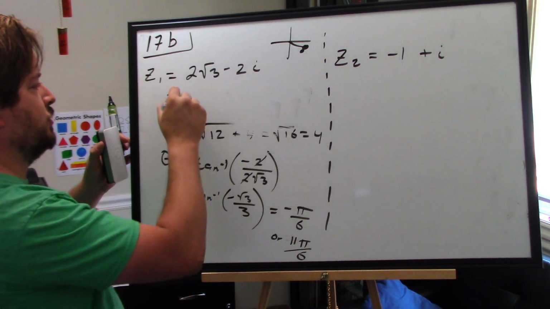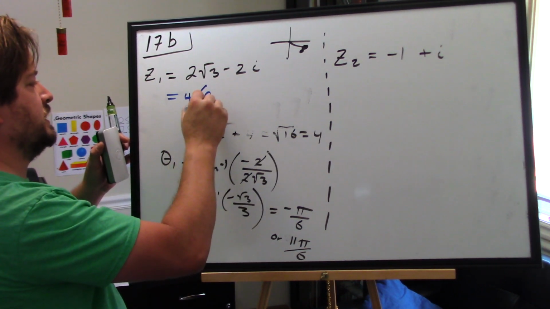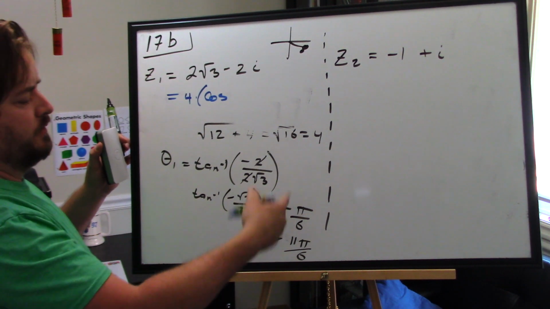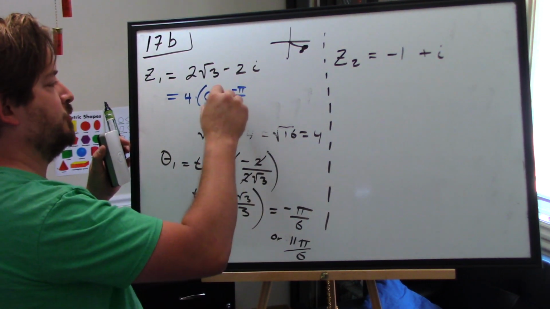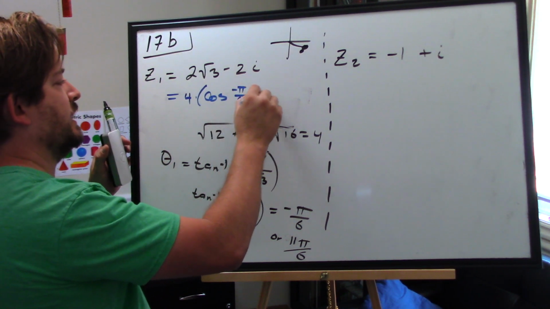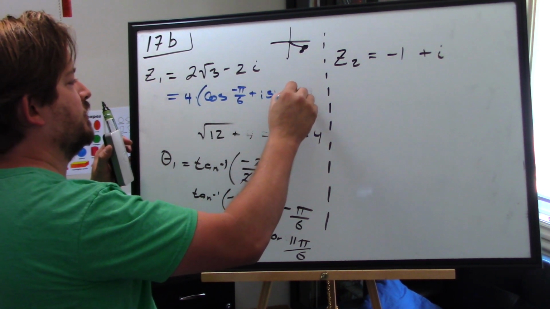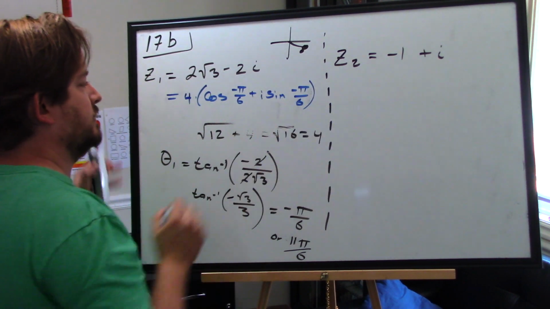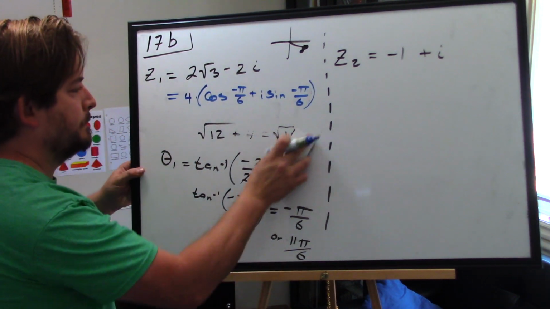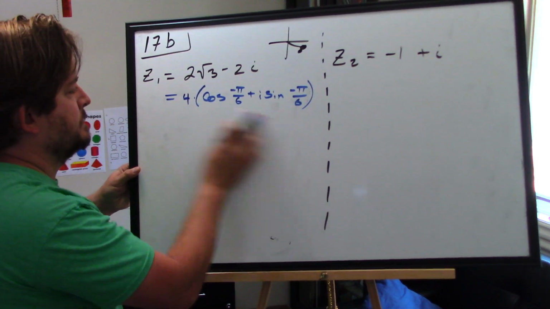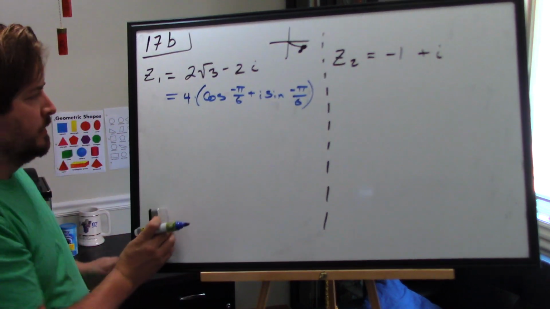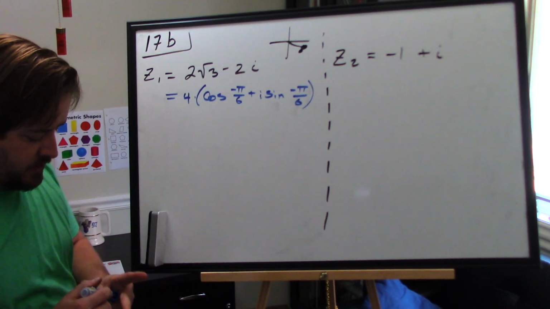My radius was 4 times the cosine of whichever one of these. Pick one, it doesn't matter. I'm going to go with negative pi over 6, plus an i sine of negative pi over 6. Right? Okay. And then we'll do the same thing for Z2.